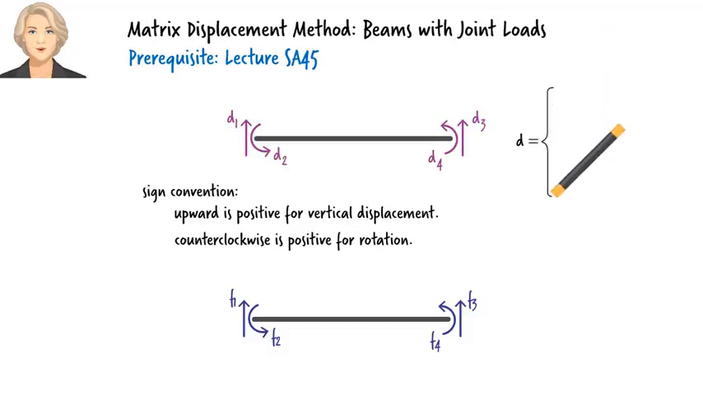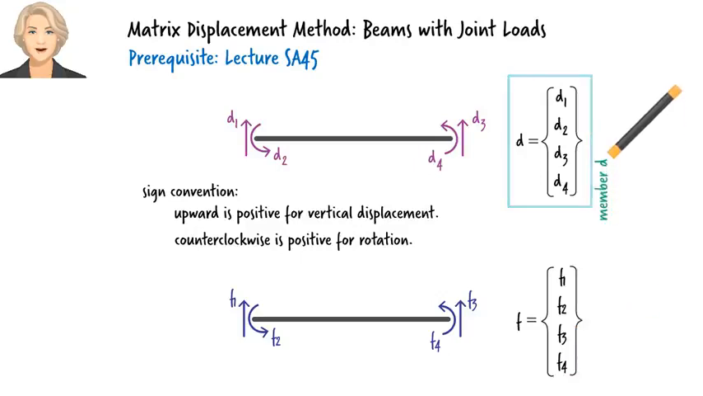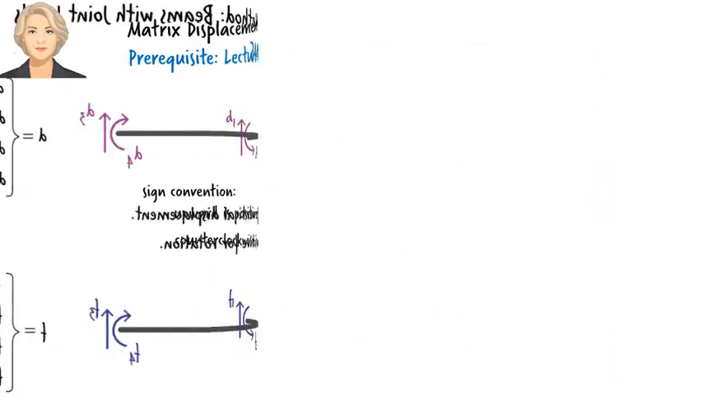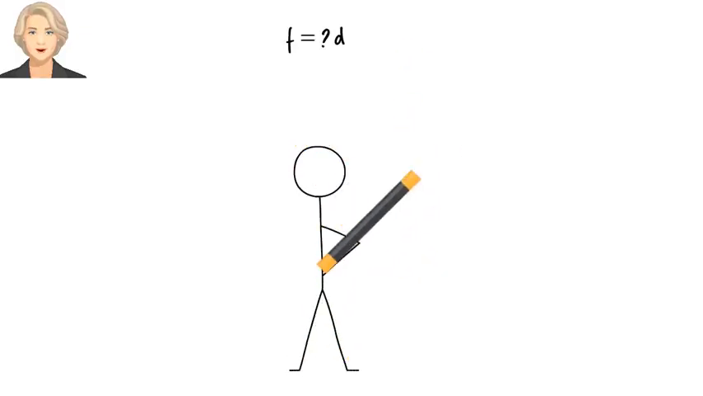We can write these forces and displacements in vector notation like this. This is called member displacement vector, and this is called member force vector. We know that force and displacement are related to each other. But what is that relationship? And how do we write it mathematically?